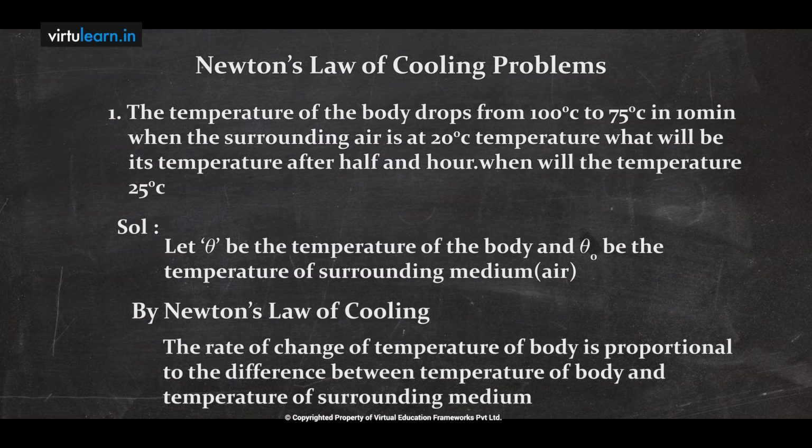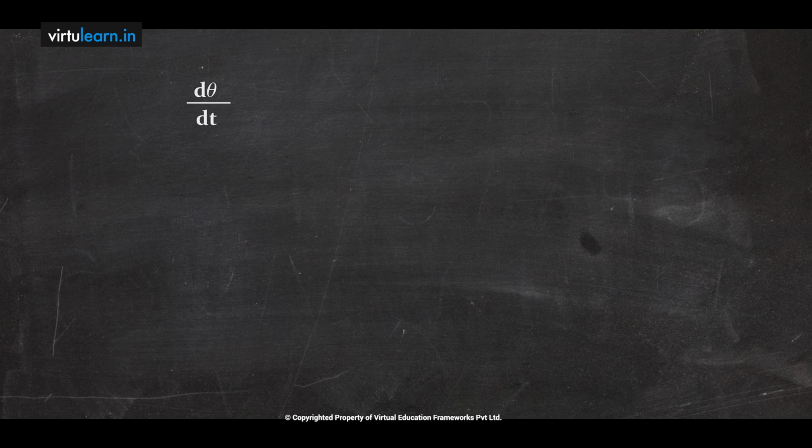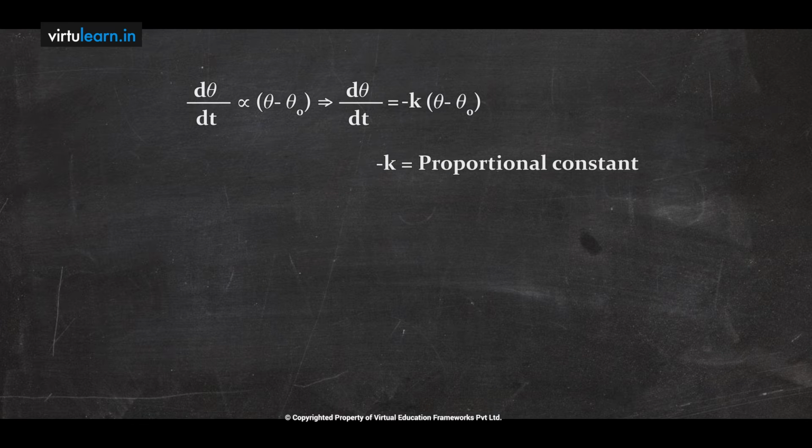Now we are writing this statement mathematically. Theta is the temperature of the body and theta naught is the temperature of the surrounding medium. The rate of change of temperature of the body, d theta by dt, is proportional to theta minus theta naught. This implies d theta by dt equals minus k into theta minus theta naught. Here minus k is the proportionality constant; because temperature is decreasing, instead of plus k I have taken minus k.